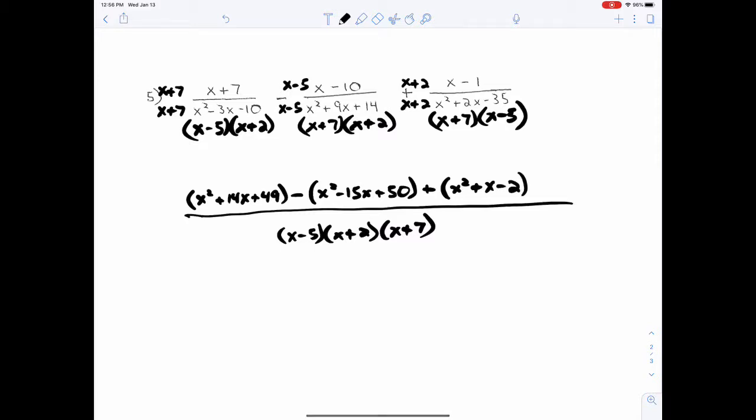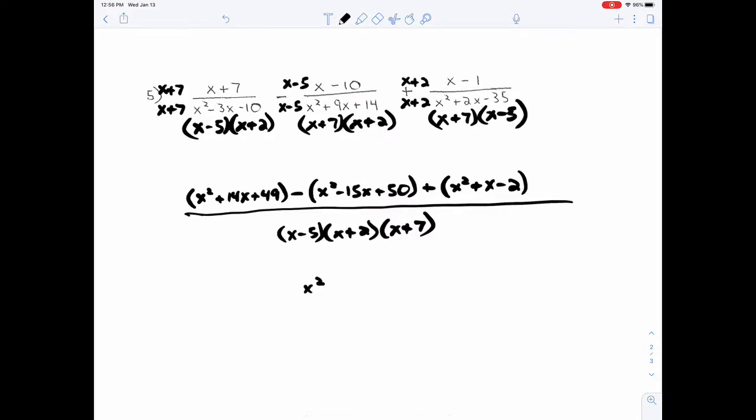Now let's combine those, whatever we can. We have x squared minus x squared plus x squared is just x squared. 14x minus a negative 15x is 29x. Plus x is plus 30x. 49 minus 50 is negative 1. Plus negative 2 is minus 3. And that's all over x minus 5 times x plus 2 times x plus 7.